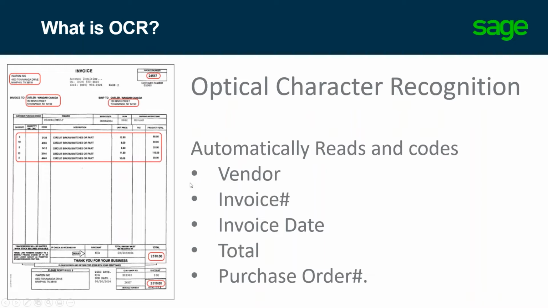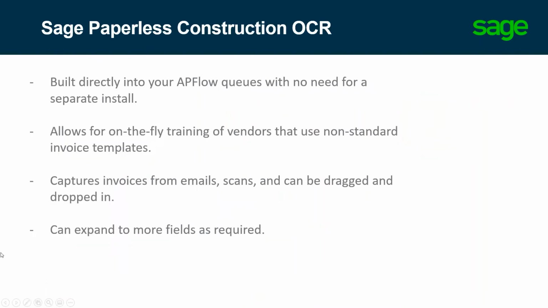That's OCR, that's the technology we're talking about today, and specifically the one we're using in Sage Paperless Construction is built directly into the AP flow queues you're using today or thinking about using tomorrow if you happen to not be a Sage Paperless customer yet. That means no recreation of your work processes. You just activate OCR onto one or more queues that you're already using, or create new ones if you prefer, and any invoices that get dropped into there will automatically be read and the information pulled off of them.